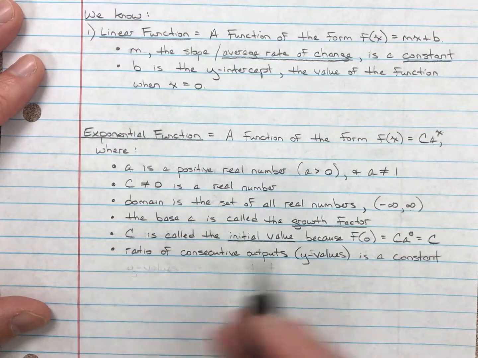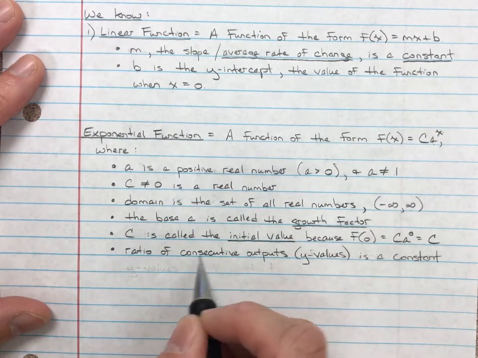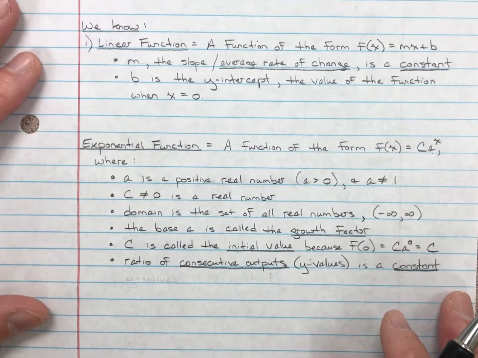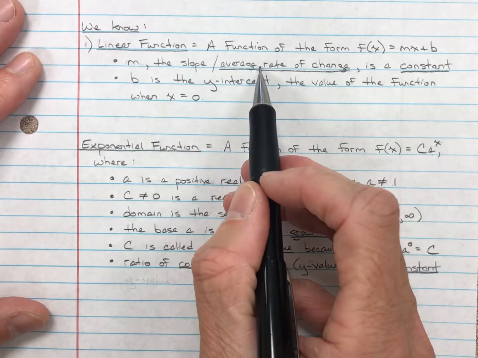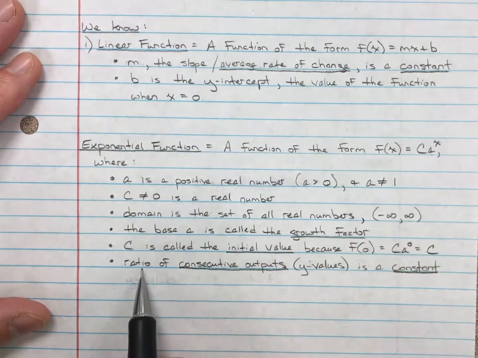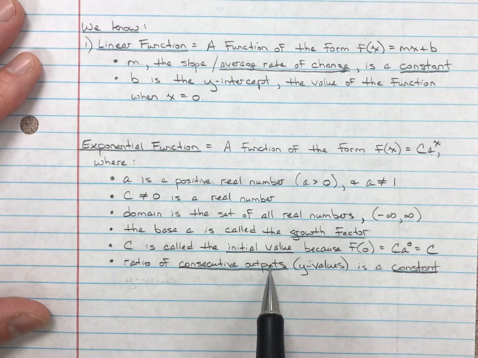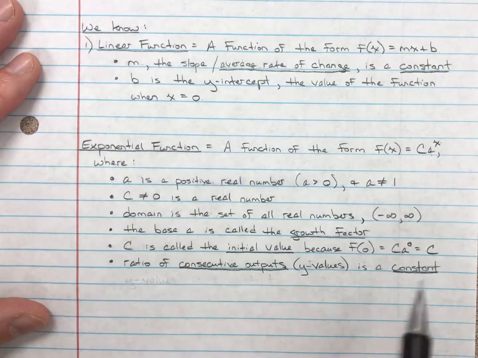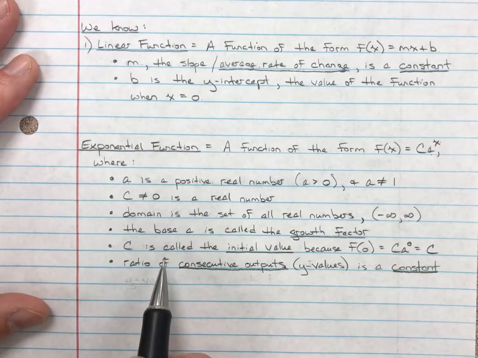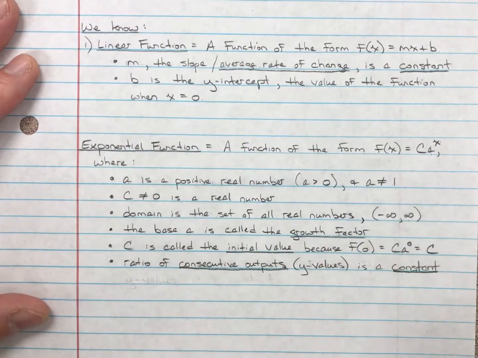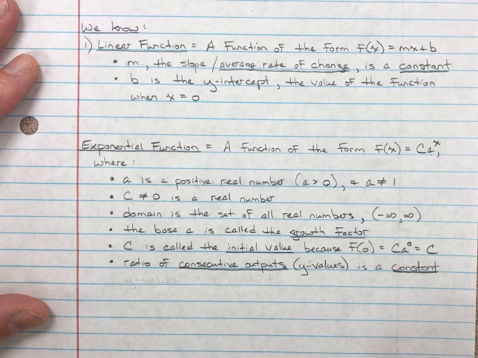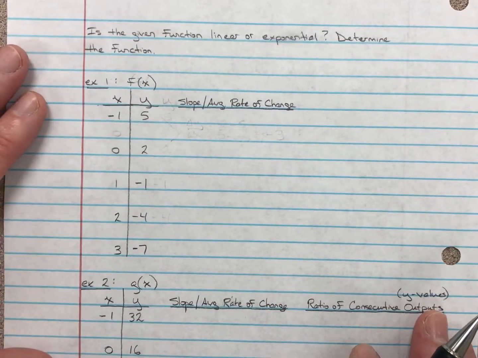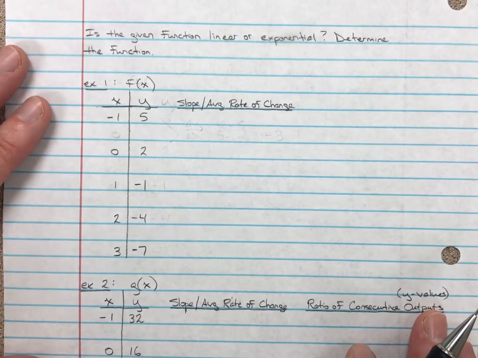And finally, the ratio of consecutive outputs. The ratio of consecutive outputs is a constant. So contrast this with the linear function, where the average rate of change is a constant. In an exponential function, the ratio of consecutive outputs, the ratio of consecutive y values, is a constant, and we're going to see that in just a minute in an example. Okay, so these are some details about exponential functions that we're going to be looking at in the next 2 or 3 video lectures. So let's take a look at a couple of examples with tables of values and determine whether or not they are linear or exponential.